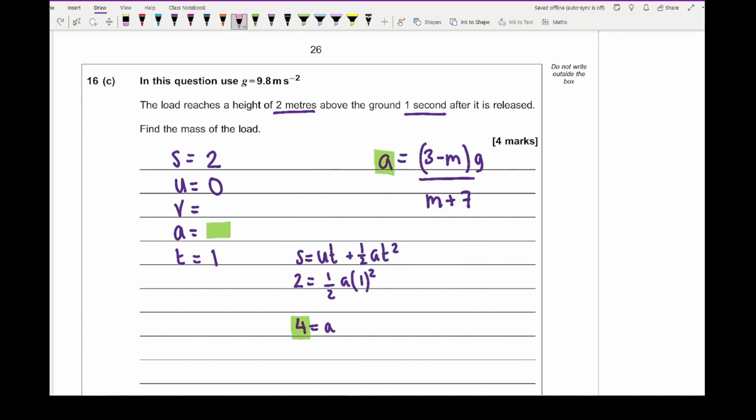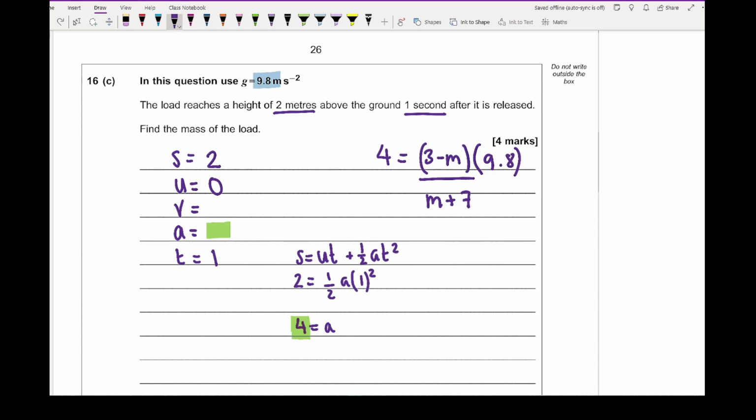So if we do that and replace a here with 4, we can replace g with 9.8 because it tells us in the question. So we're going to replace g with 9.8, and we're solving this equation for m. So it's a process that we want to go through.